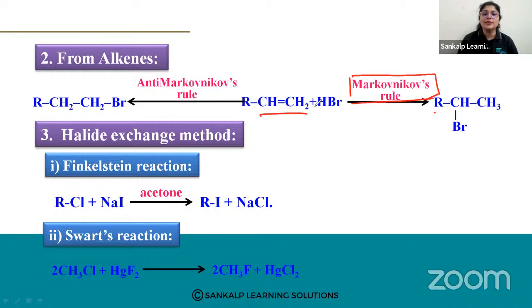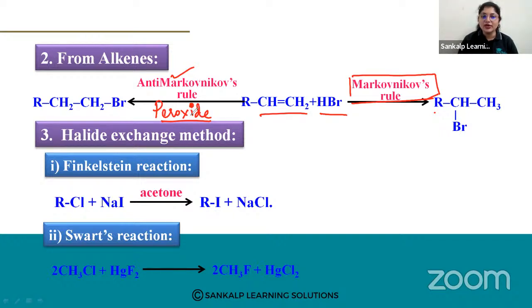Now there is something called the anti-Markovnikov rule. What do we mean by anti-Markovnikov rule? This reaction proceeds in the presence of peroxides. Suppose the same unsymmetrical alkene is given and you are adding hydrogen bromide, or any alkyl halide. If the reaction proceeds in the presence of peroxide, then it follows the anti-Markovnikov rule. Anti-Markovnikov rule means it is the opposite of Markovnikov's rule.